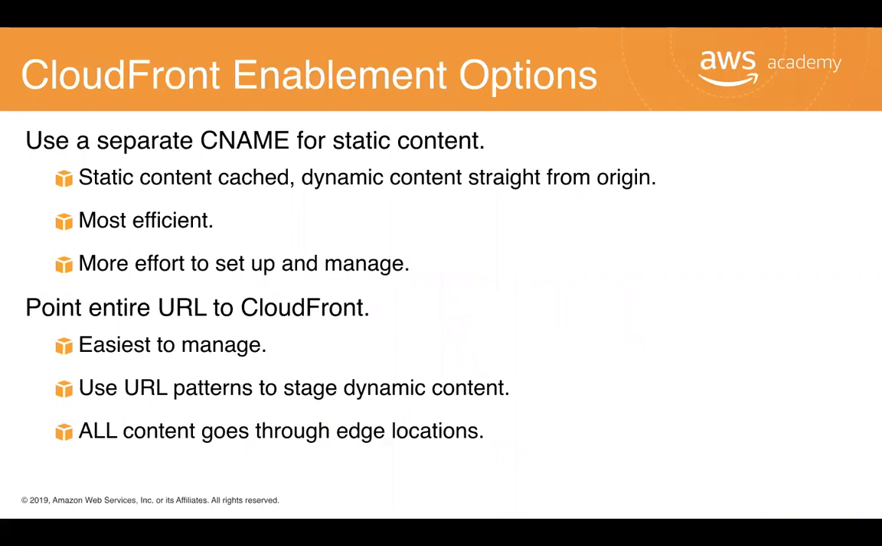And here are a few options. If you choose to use a separate CNAME or canonical name record for static content, the content is cached straight from the origin server. This process is the most efficient, but it takes a little more effort to set up and manage. If you point the entire URL or Uniform Resource Locator to CloudFront, it's easier to manage. You can use URL patterns to stage dynamic content, and again, it goes through the edge locations.